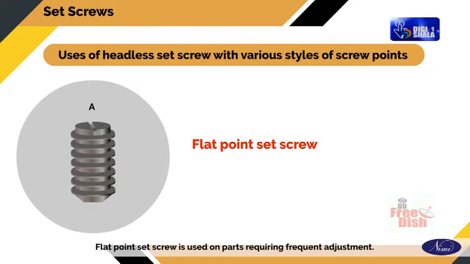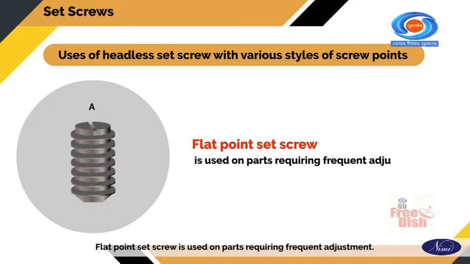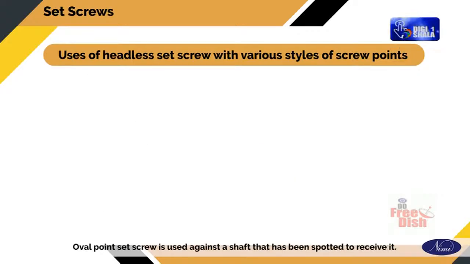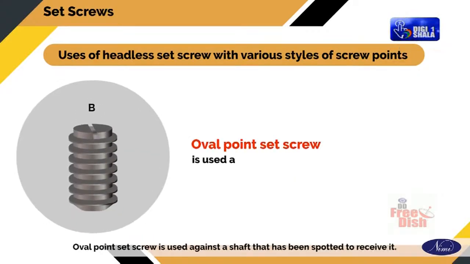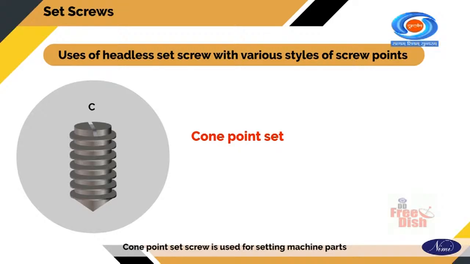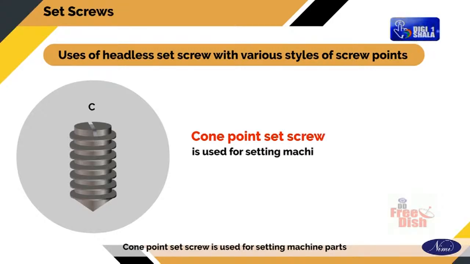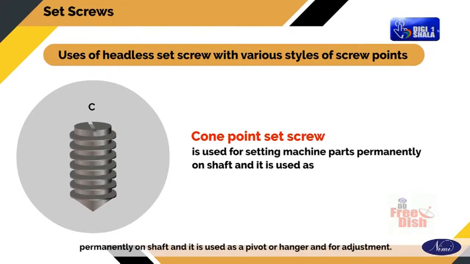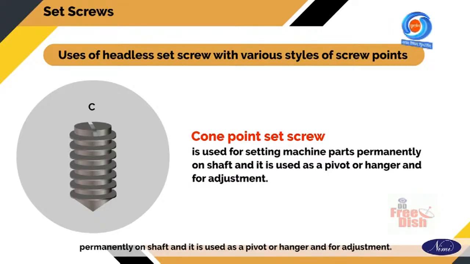Flat point set screw is used on parts requiring frequent adjustment. Oval point set screw is used against a shaft that has been spotted to receive it. Cone point set screw is used for setting machine parts permanently on shaft, and it is used as a pivot or hanger and for adjustment.